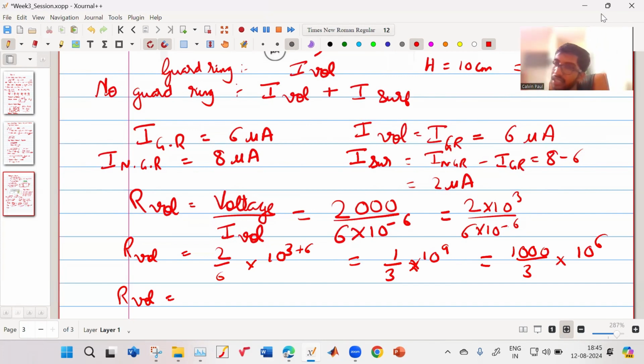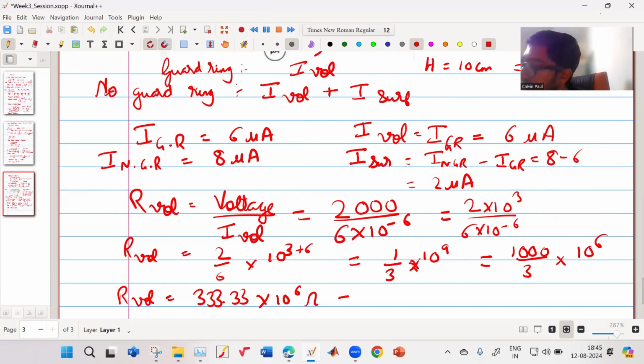1 by 3 is 0.33. Multiplied by 1000, it becomes 333.33 into 10 to the power 6 ohm. But they want the answer in mega ohm. So that is 333.33 mega ohm. All right.